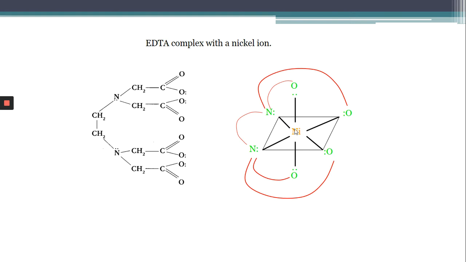Okay, so each of those will be dative covalent bonds, and both the electrons are coming from either the oxygen, as is in the 4, and then the nitrogen for those 2. This is hexadentate because we've got 6 dative covalent bonds forming between the EDTA and the nickel.